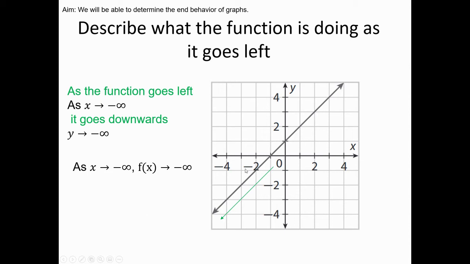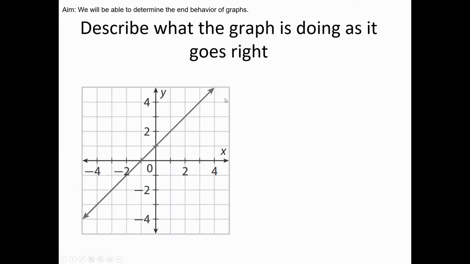So that's the left side, but doesn't this have two ends, the left side and the right side? So let's go ahead, get rid of all this, move this over here, and describe what the function is doing as it goes right. We notice that it's going in this upwards direction, right? So as it goes right, it goes up. So as the function goes right, it goes upwards. And now we're trying to represent it with symbols, just like we did before.